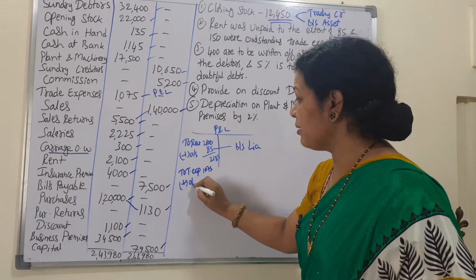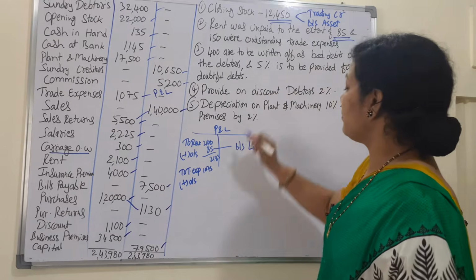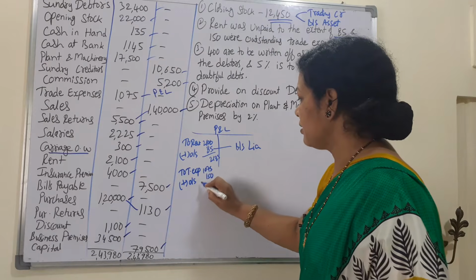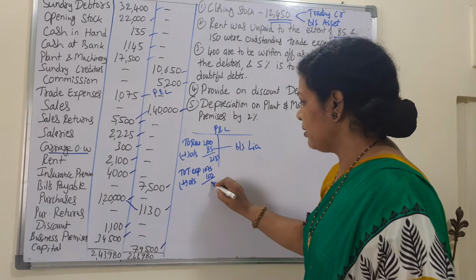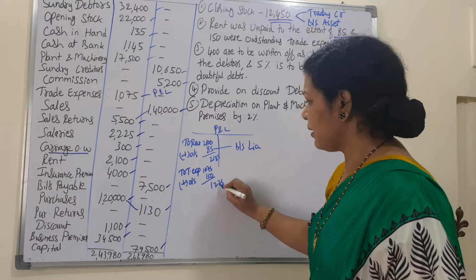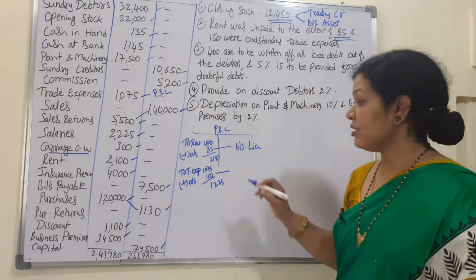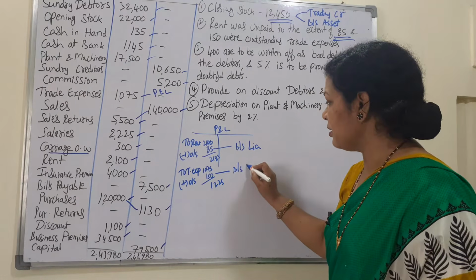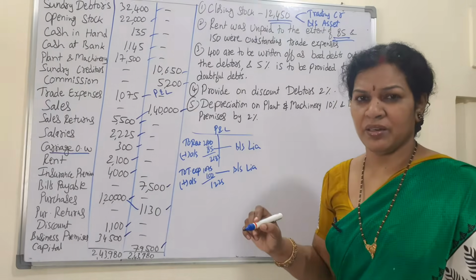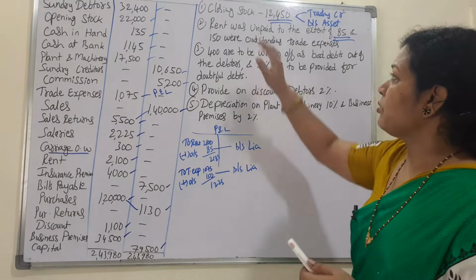Add outstanding means payable. How much? 150. So outer column will be writing 1225. So this once again comes in the balance sheet liability, payable liability. Okay. So second one is over, clear.